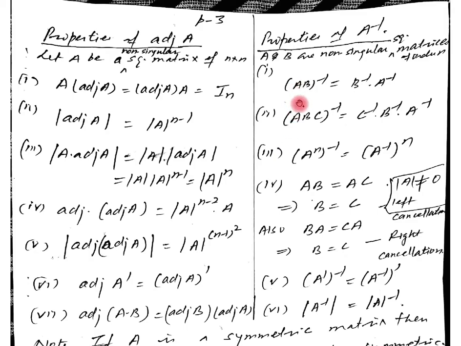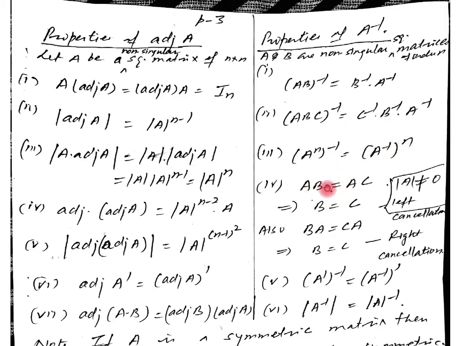Second, continuing the same: (A B C) inverse is equal to C inverse B inverse A inverse. It means these are multiplied in the reverse order, so (A B C) inverse equals C inverse into B inverse into A inverse. Similarly, (A raised to power n) inverse is equal to (A inverse) whole power n.